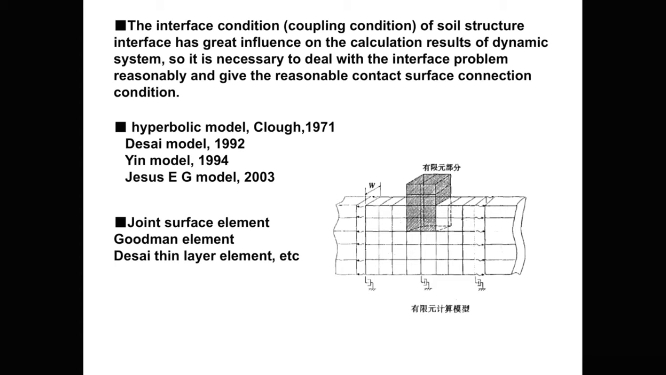The soil-structure interface has great influence on the calculation results of the dynamic system. So it is necessary to deal with the interface problem reasonably and give reasonable contact surface conditions. And there are some famous joint surface elements.